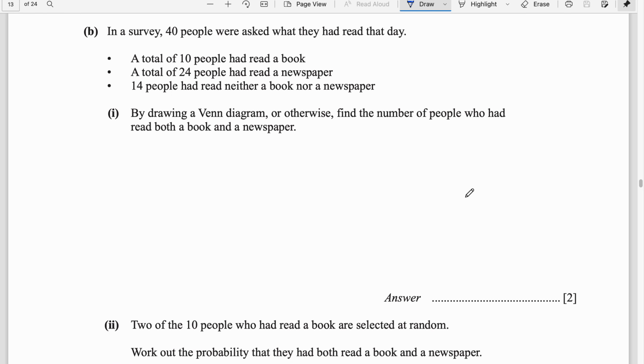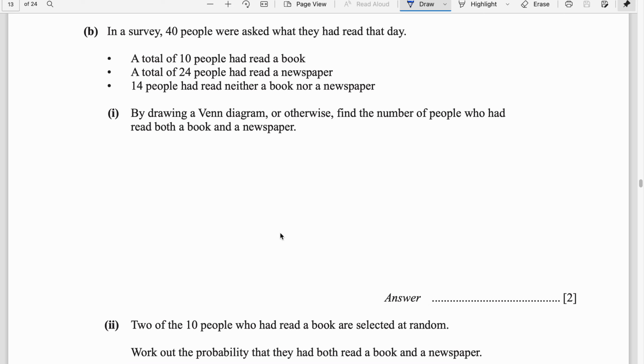Question 6, B part. In a survey, 40 people were asked what they had read that day. A total of 10 people had read a book. A total of 24 people had read a newspaper. 14 people had read neither a book nor a newspaper. By drawing a Venn diagram or otherwise, find the number of people who had read both.